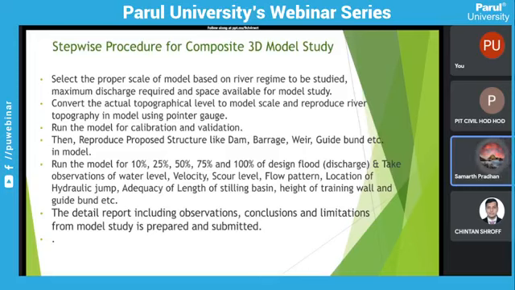Then next is height of training wall. Whatever training walls on the upstream and downstream are suggested, we are constructing them here on the model, to see whether there is overtopping or not, whether it is sufficient or not. So that is checked on the model, and guidelines are also checked. Then the detailed report including observations, conclusions and limitations from the model study is prepared and submitted. This is the procedure we are adopting.